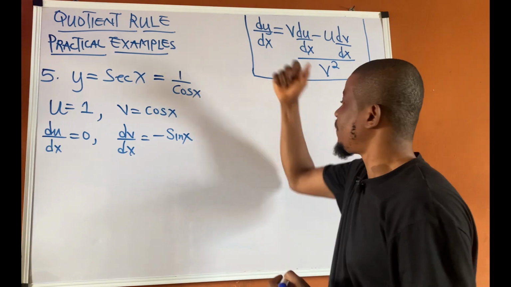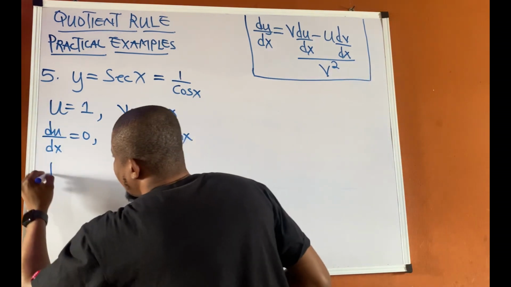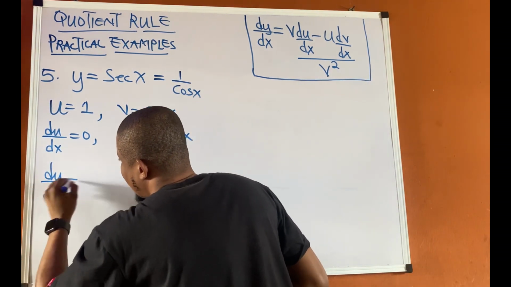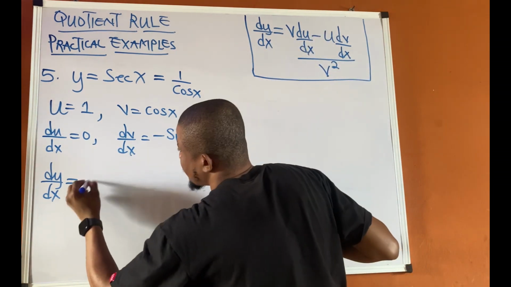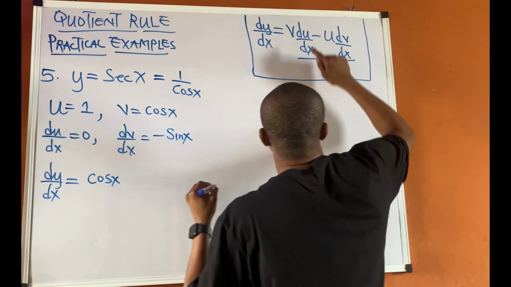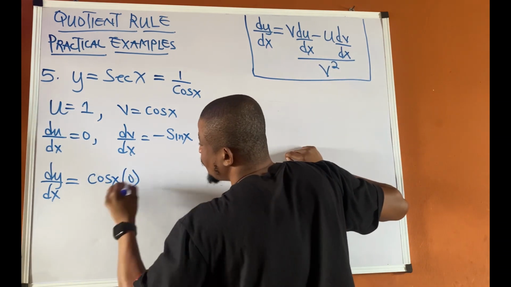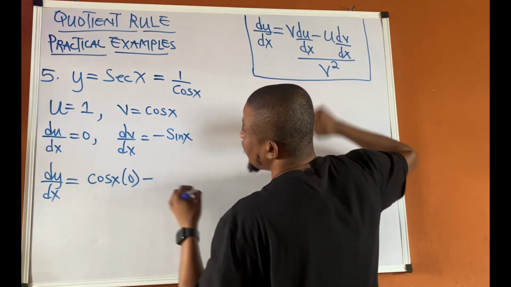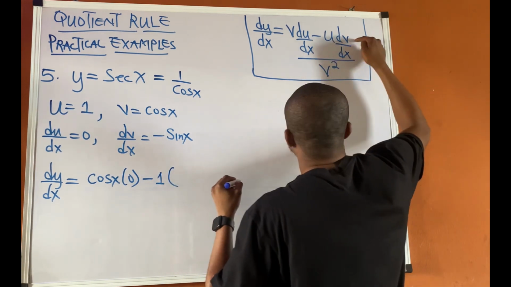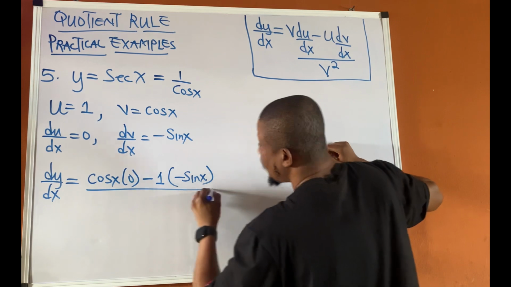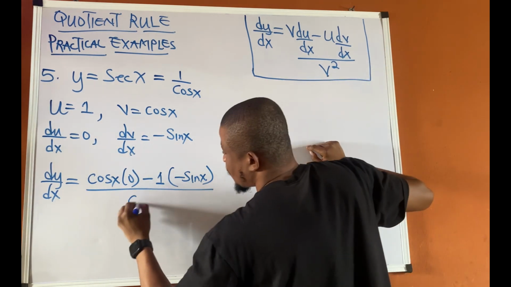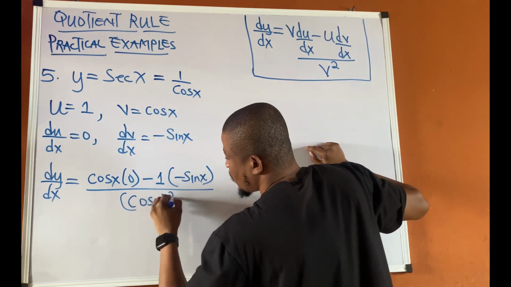Next thing is to find dy/dx. So we find our dy/dx by applying the quotient rule. v du/dx: our v here is cos x, and our du/dx is 0. Minus u, which here is 1, then dv/dx is a negative sine x, all over v squared. That's cos x all squared.